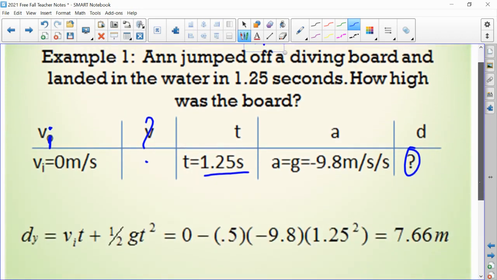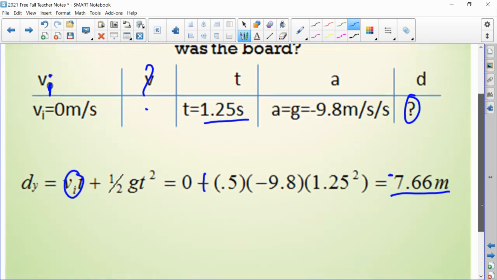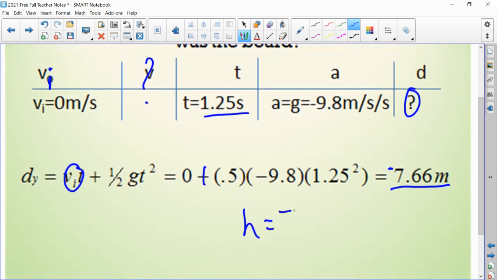So we just plug in VIT plus 1/2 GT squared. Of course, VI is 0, so it's really just 1/2 GT squared. That should be a plus. And so my dy is negative 7.66 meters, which means it fell 7.66 meters. So really, the height would be a positive number, 7.66 meters. The dy is the displacement that it went downwards.